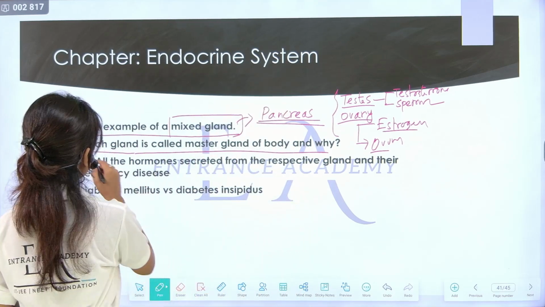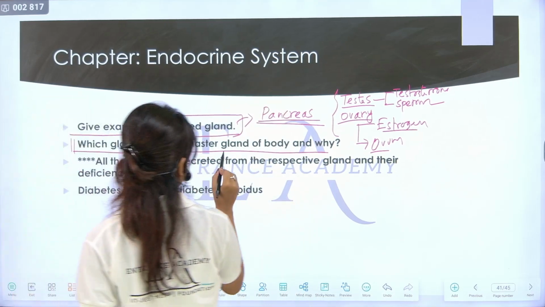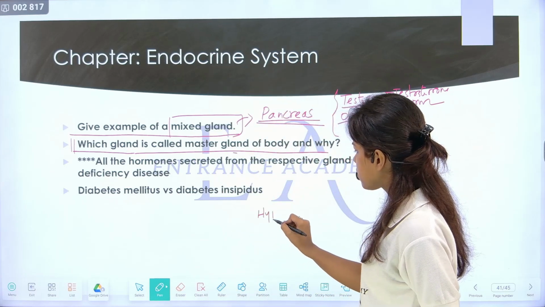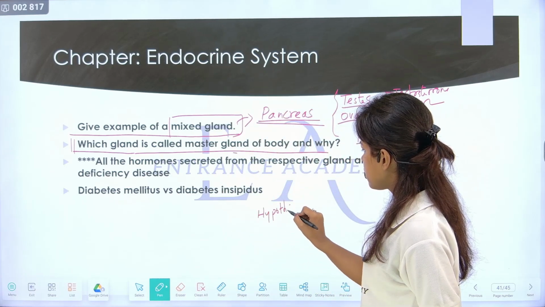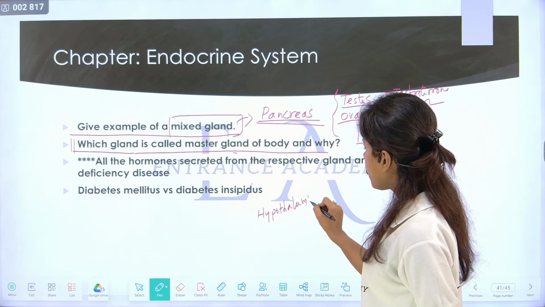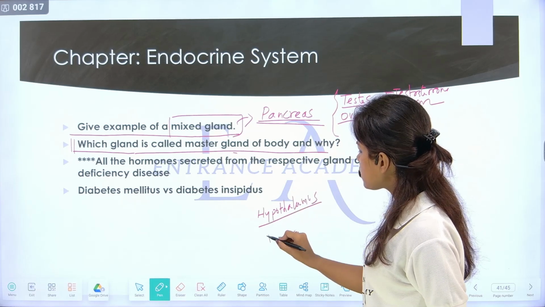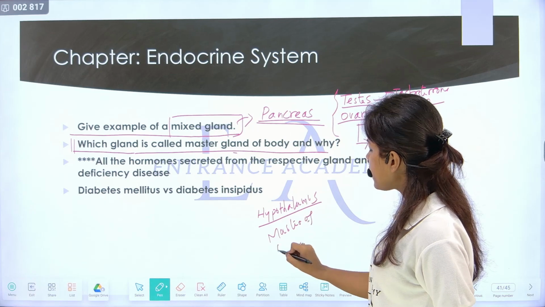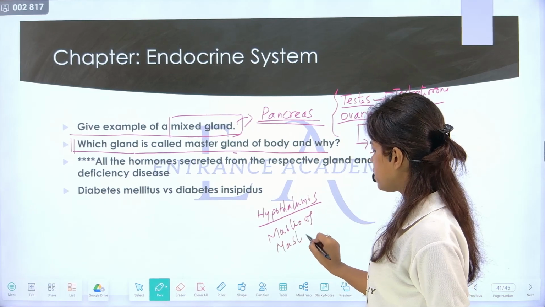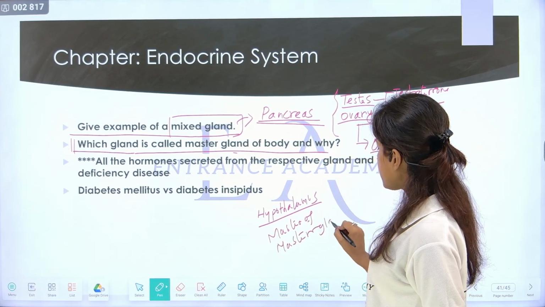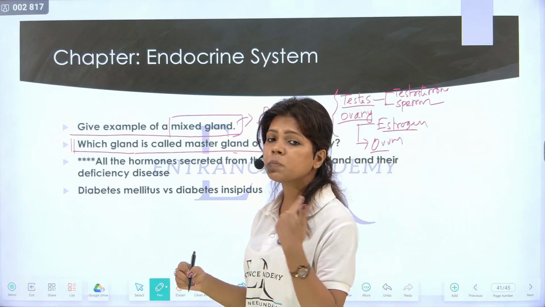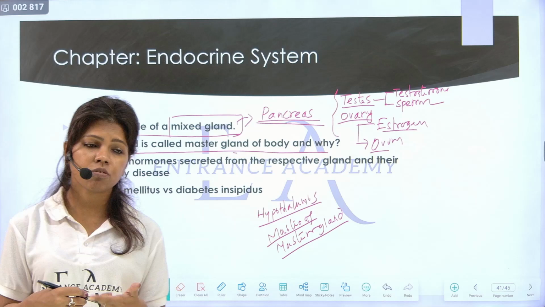For this reason, pituitary gland is considered the master gland of the body, and hypothalamus, as extra information, is considered the master of master gland because it controls the pituitary gland. Pituitary gland controls other glands of our body, and hypothalamus controls pituitary. That's why it is the master of master gland.